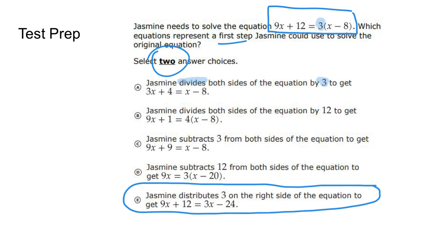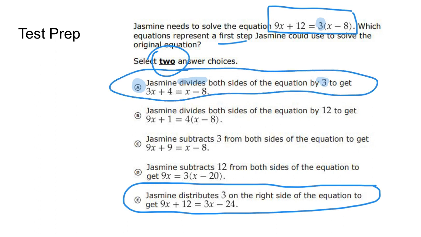It's being multiplied by what's over here. Division is the opposite of multiplication. So let's look at the rest of it and see if this would actually happen. If I divided everything on the left side by 3, 9 would become a 3, 12 would become a 4. If I divided over here by 3, this 3 would cancel with the 3 I'm dividing and leave me with x minus 8. So this is actually correct. So A and E are our correct answers here.